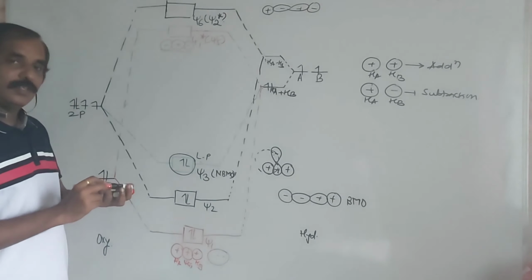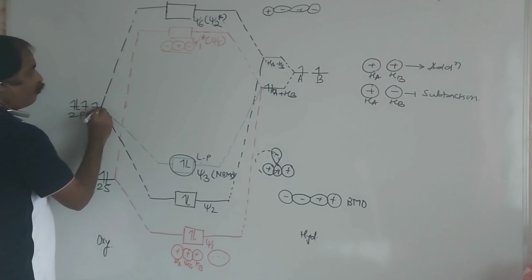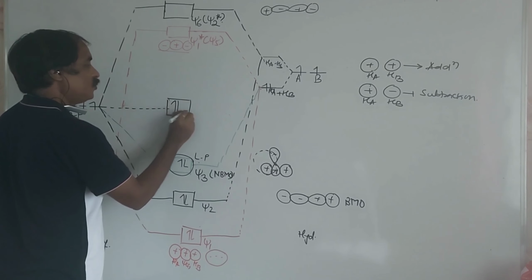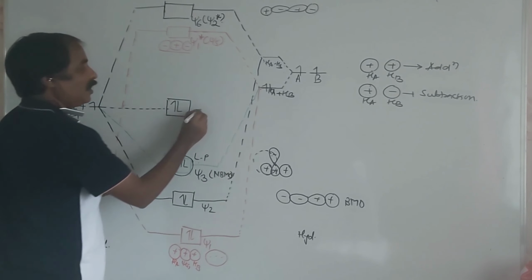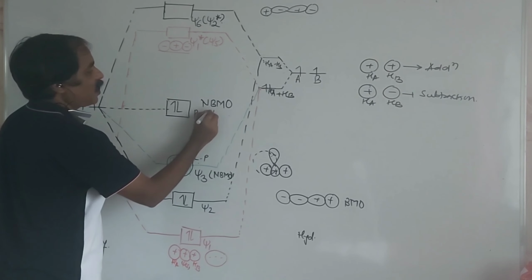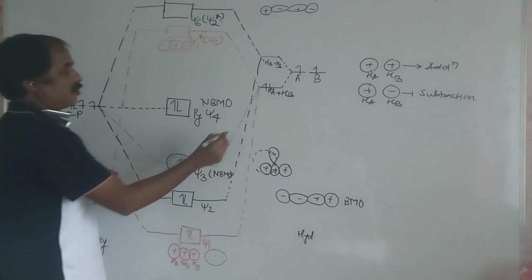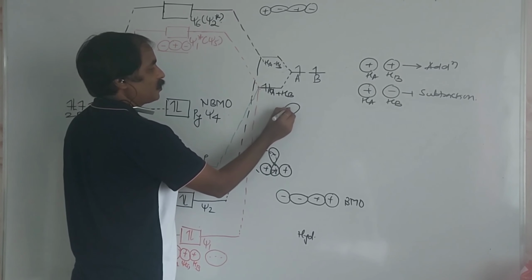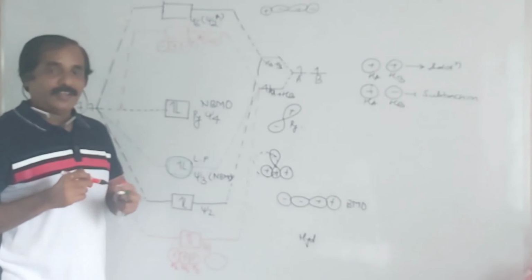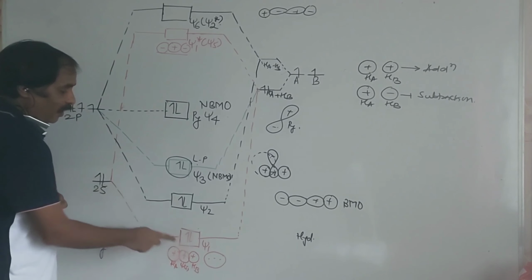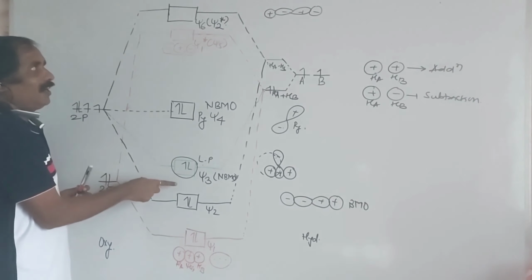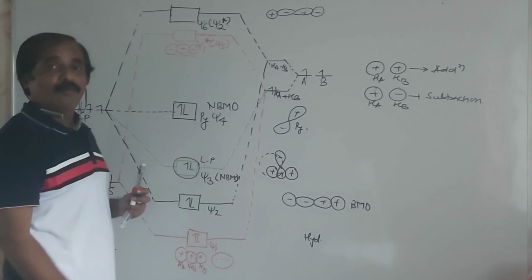And we know that Py remains as it is, with a pair of electrons. This is a Py. This is also a non-bonding molecular orbital. This is psi4. So it remains like this. This is a Py. So how many bonding molecular orbitals properly? This is 1 and 2. These two are non-bonding molecular orbitals, and here two lone pairs of electrons are there, and these two are the anti-bonding molecular orbitals.